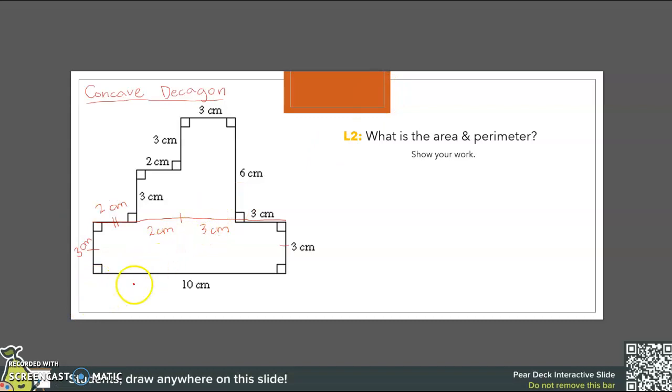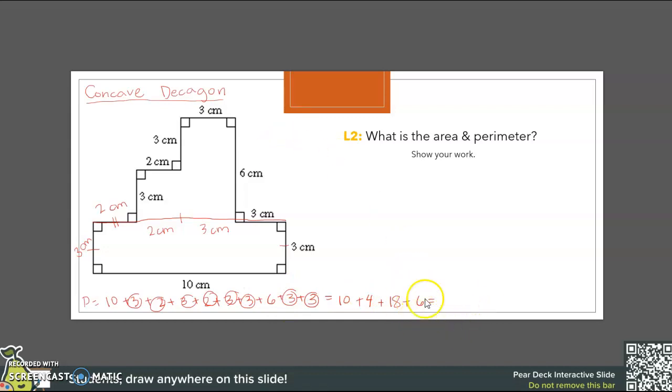So the perimeter of this concave decagon is 10 plus 3 plus 2 plus 3 plus 2 plus 3 plus 3 plus 6 plus 3 plus 3. Combining like terms, I have 10 plus 4 plus 3, 4, 5, 6, 18 plus 6.